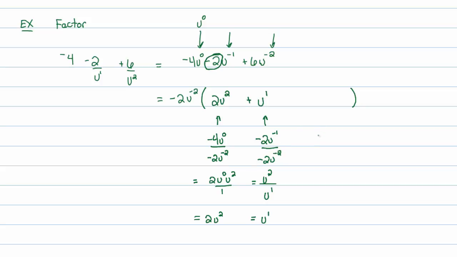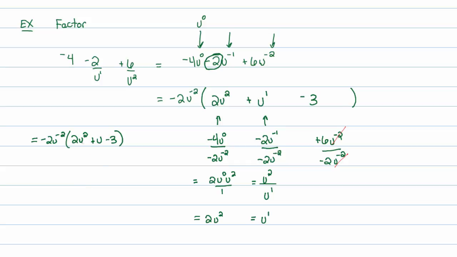And then finally we had a positive 6 u to the negative second, and we're dividing out a negative 2 u to the negative second. Again, these pictures, u to the negative seconds, cancel nicely. And we have negative 2 dividing into positive 6, which is a negative 3. Now we have this wonderful trinomial. So this is equal to negative 2u to the negative second times 2u squared plus u minus 3.